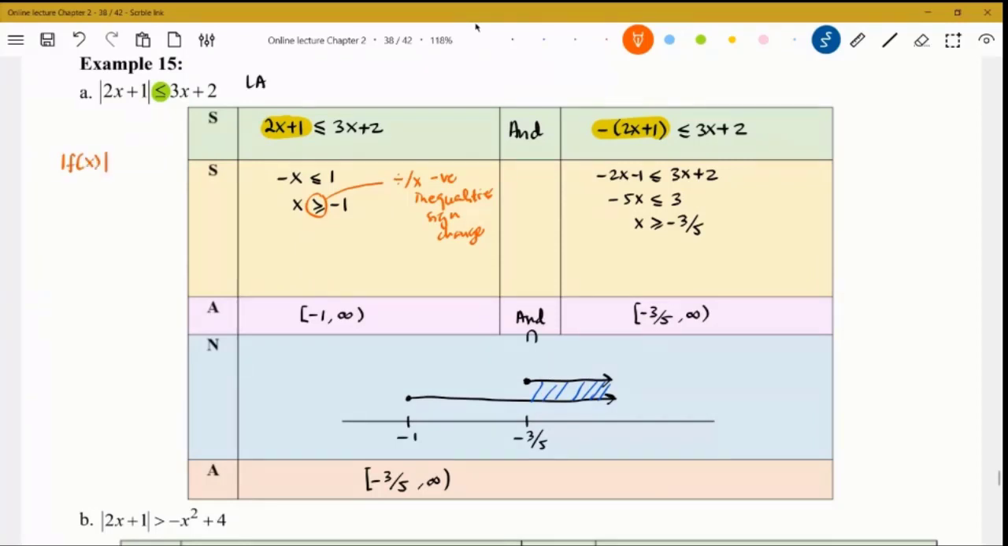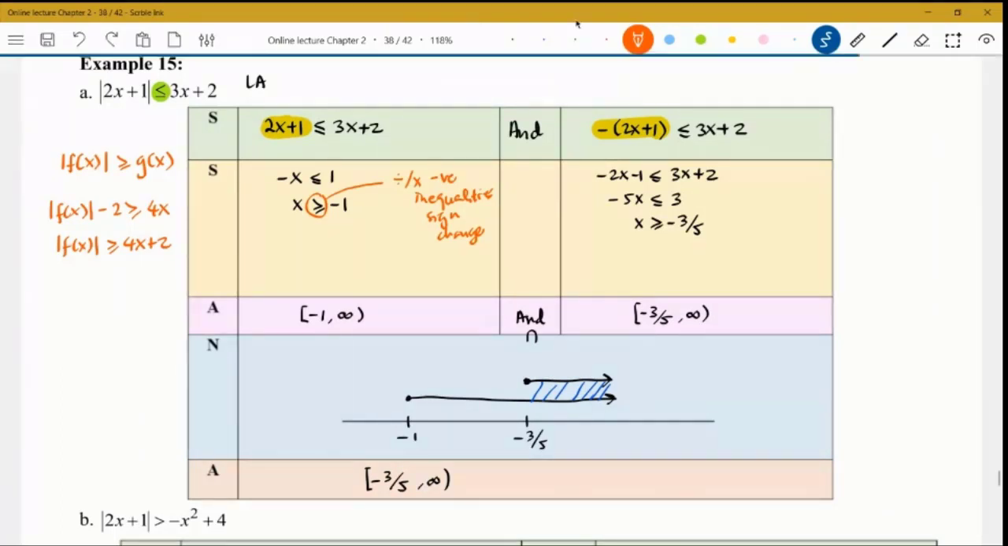Yang selebihnya ataupun yang selain daripada tu mesti sebelah kanan. So dia mesti seperti ini. Okay, dia tak boleh kalau modulus f(x) minus 2 greater than 4x. Kamu tak boleh pecah terus jadi plus minus. Dia mesti jadikan modulus tu single sebelah kiri dulu baru kita boleh pecah plus minus. Okay, so hati-hati dengan format yang betul. Mesti single modulus on the left hand side baru kita boleh pecah ikut "and" ataupun "or". Okay, so that one is the "and" which is linear function.